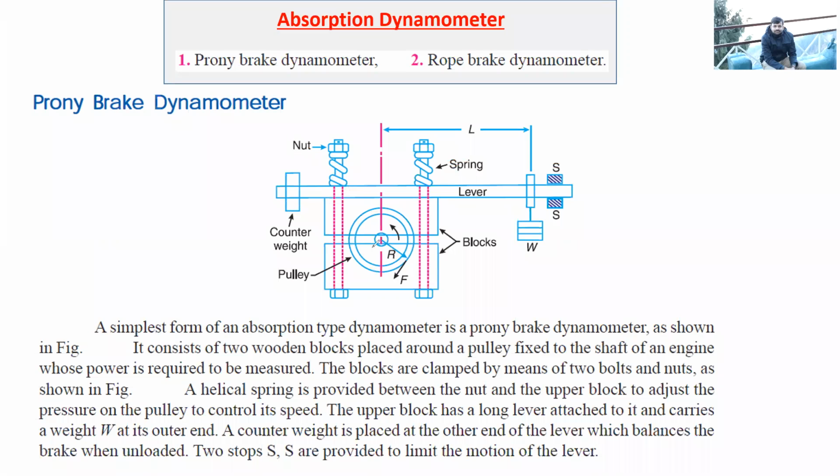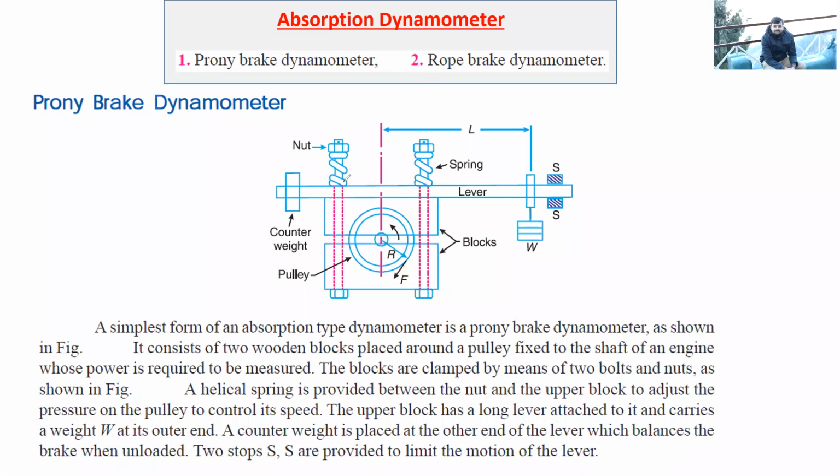All right. The radius of this pulley is R, and the frictional force which will be produced will be denoted by F. All right. So when we turn on the engine, these nuts and springs are there to make this lower block and upper block move towards each other and ultimately produce the braking effect on this pulley. All right.